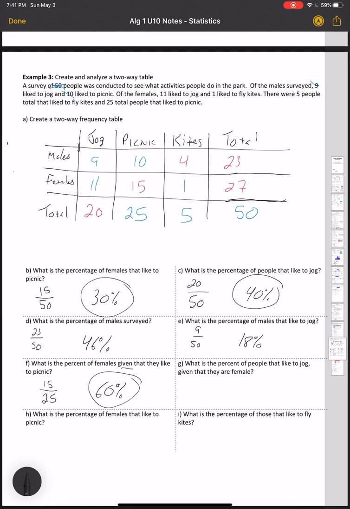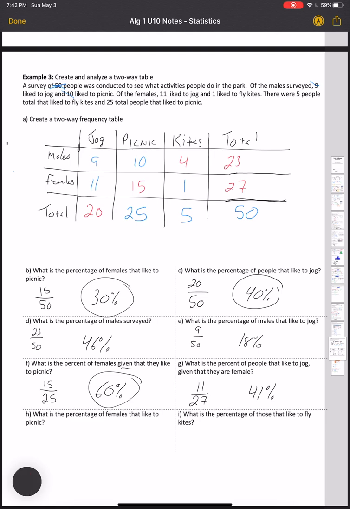Part G, what is the percent of people that like to jog given that they're female? So now I'm just looking at the female row. I'm telling you we're looking at females. So my total has changed to 27. How many of them like to jog? 11 out of that 27 like to jog. And so that is going to, after rounding, go to 41%.